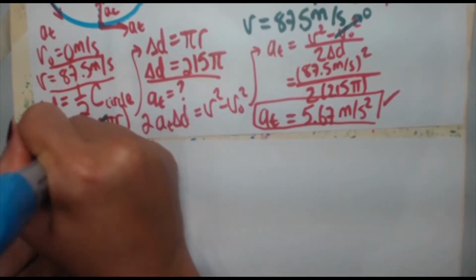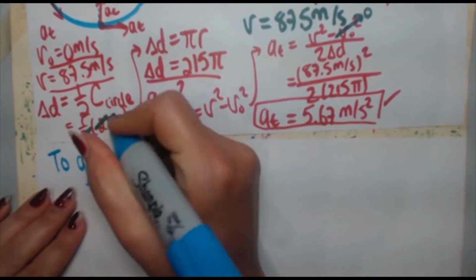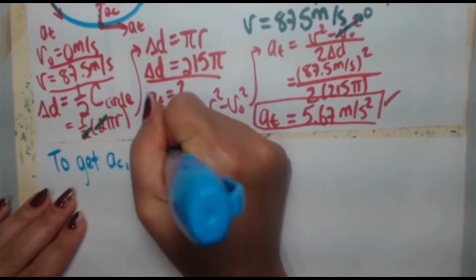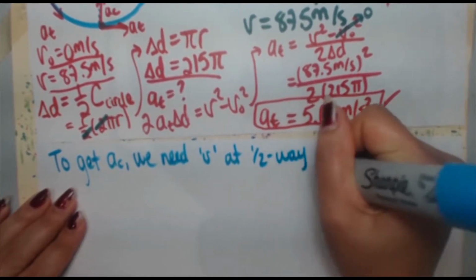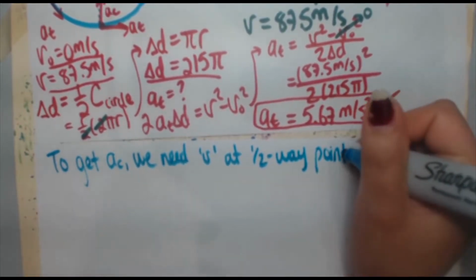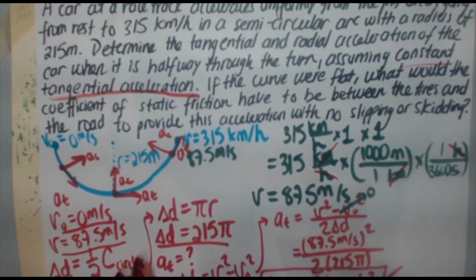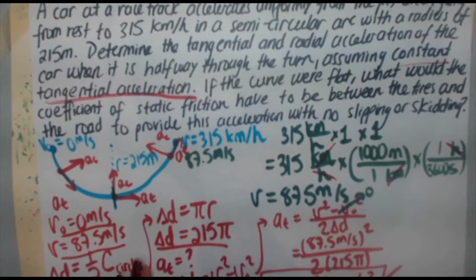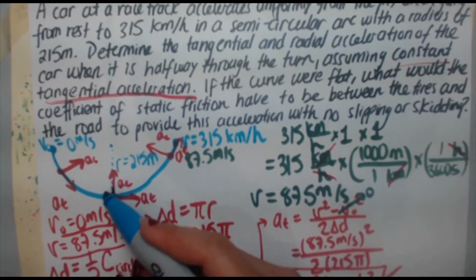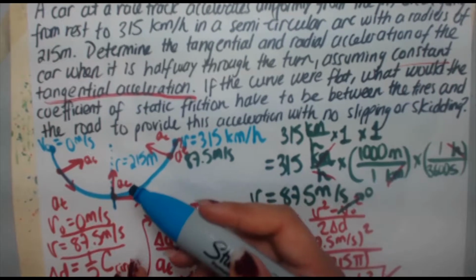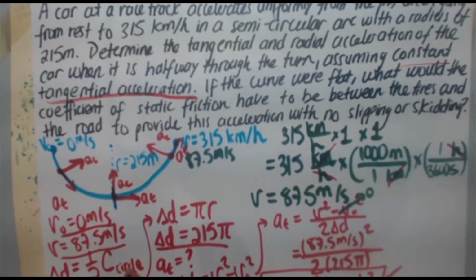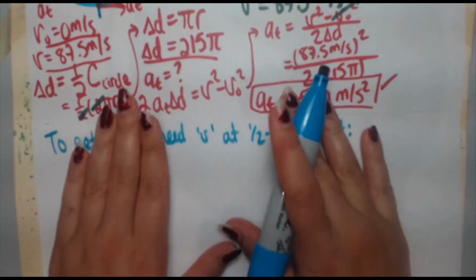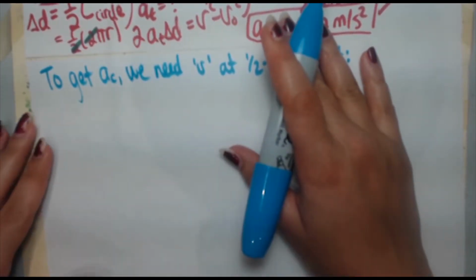To get centripetal acceleration, we need the speed v at the halfway point. Okay, so let's do that. Now take a look at this picture. At the halfway point on this circle right there, that's a quarter of a circle, right? So the distance you've traveled is a quarter of a circle. Whatever you had here, 215 pi for the half circle, it's half of that again. Or if you're doing it directly from the circumference formula, it's a quarter of the circumference. That's the distance you travel, and you're trying to find the final speed at that point.